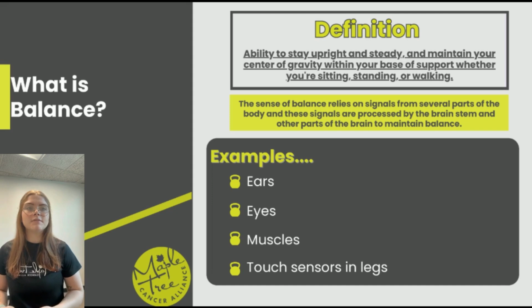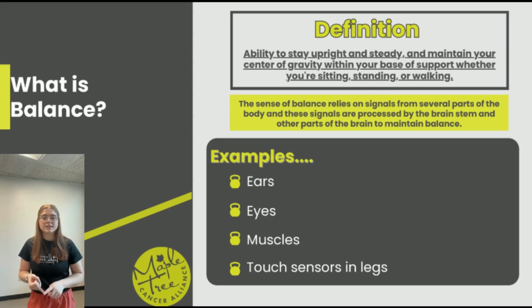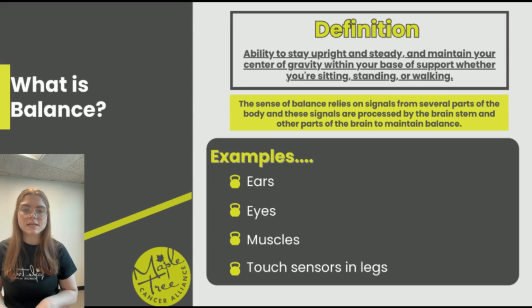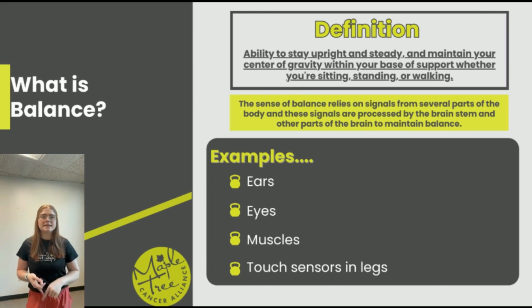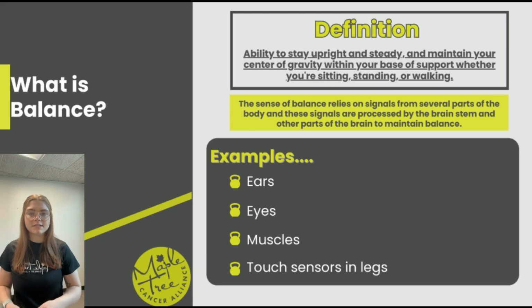Some examples of these signals that are sent to the brainstem and to the other parts of the brain are your ears, eyes, muscles, and touch sensors in your legs. Again, balance is the ability to stay upright and steady and maintain your center of gravity within your base of support while you are standing, walking, or seated.